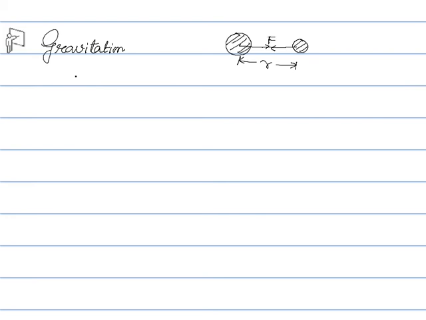So according to Newton, the force of gravitation is proportional to the product of masses. Suppose this is m1, this is m2. If r is constant, then the gravitational force is proportional to the product of masses. And if m1 m2 is constant, then the force of attraction is inversely proportional to the square of the distance.